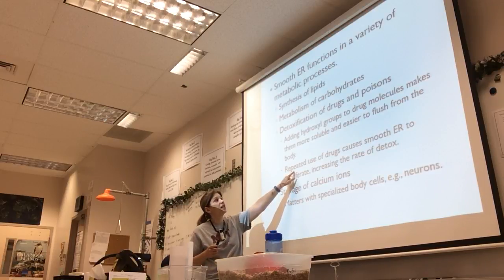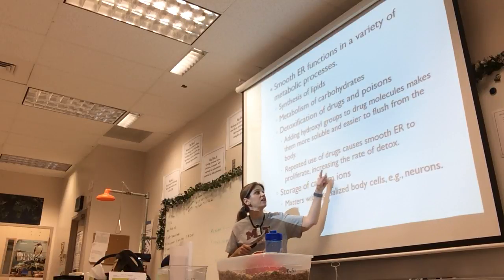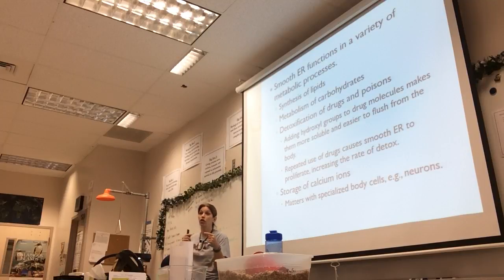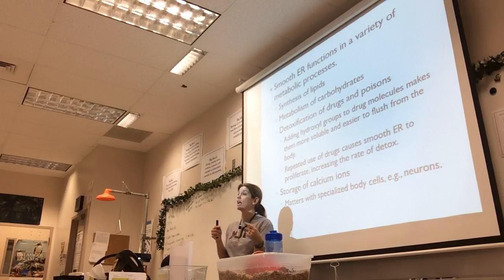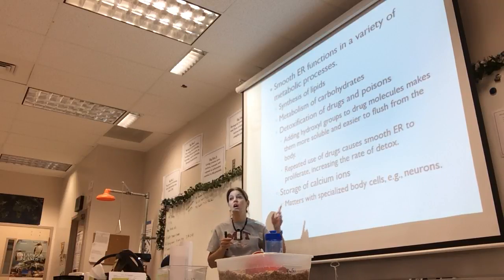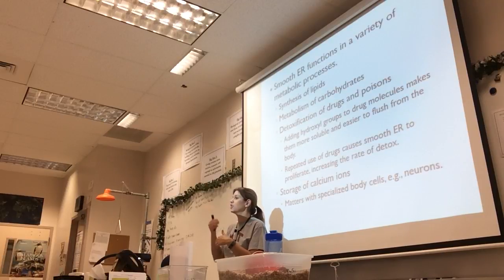And so repeated use of drugs causes that smooth ER to proliferate and increases the rate of detoxification. So this is when you may have heard of people who are possibly alcoholics or drug addicts, where they have to consume so much more of that substance in order to get high or to get drunk. It's because their smooth ER has proliferated and their cells are so good at detoxification that they're detoxing the substance before they get high or before they get drunk. And so that's why so much more is necessary to get that same high.